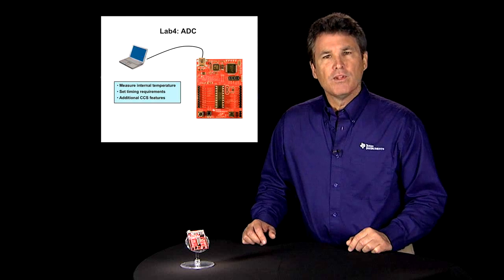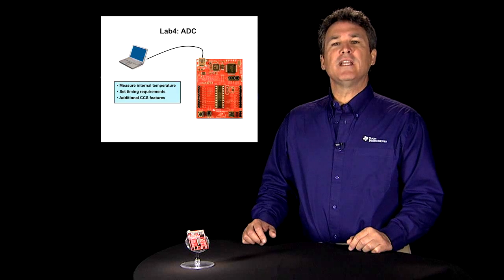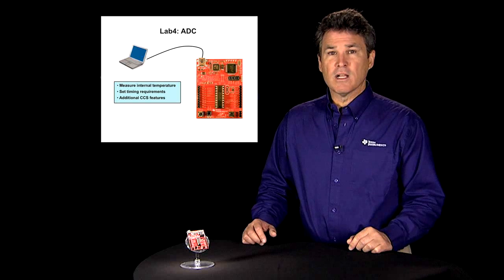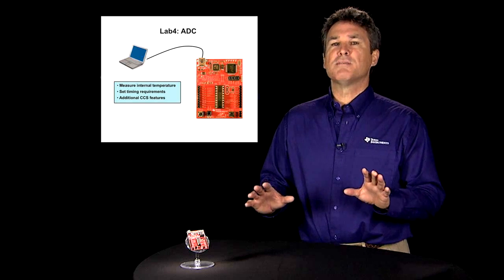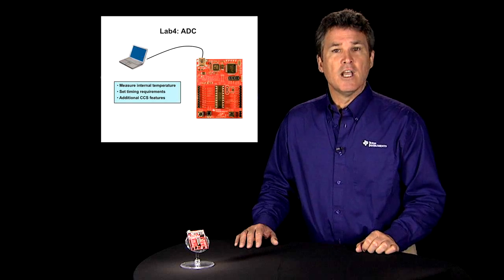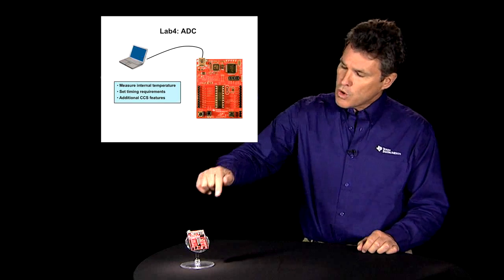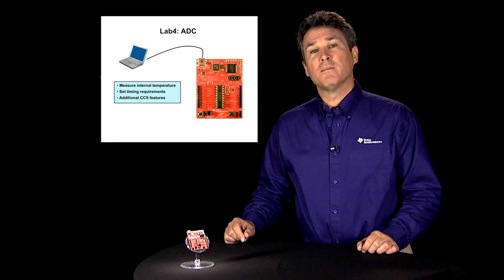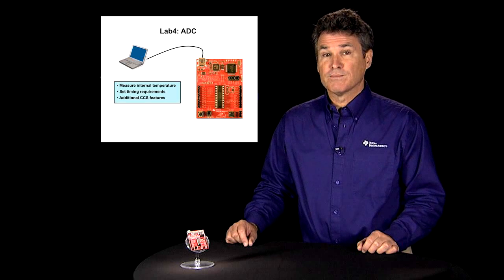In Lab 4, you'll write code to measure values using the on-chip 10-bit analog to digital converter. To keep things simple, you'll use the internal temperature sensor as an input to the ADC. You can then use your finger to warm the MSP430 on the LaunchPad board to see the temperature change.